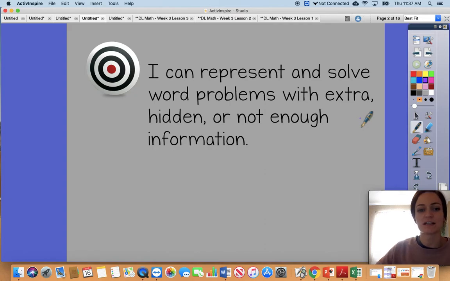All right, so here's our goal for today. I can represent and solve word problems with extra, hidden, or not enough information. So by the end of this lesson, hopefully you will know what that means and you'll be able to solve problems that have those things.